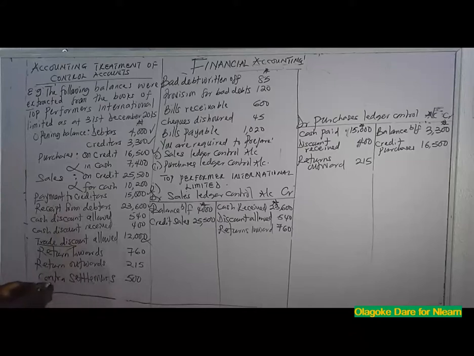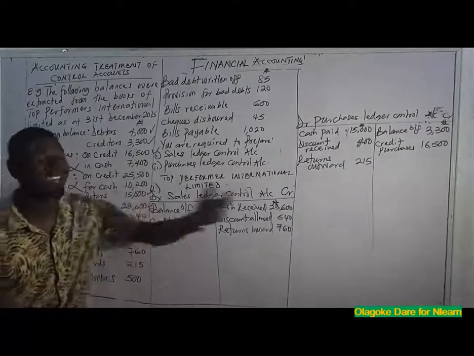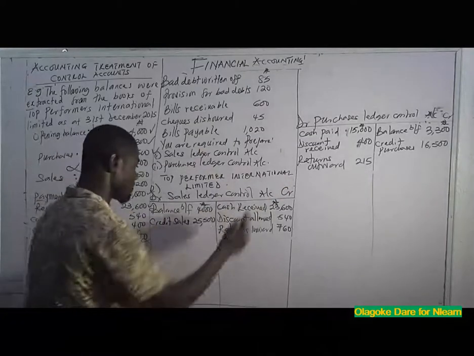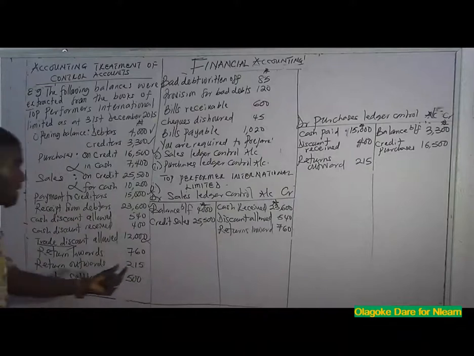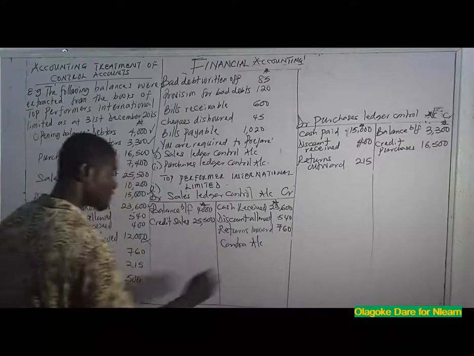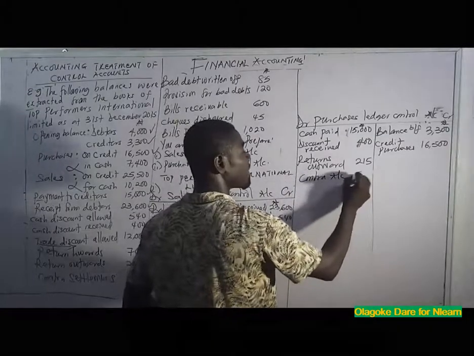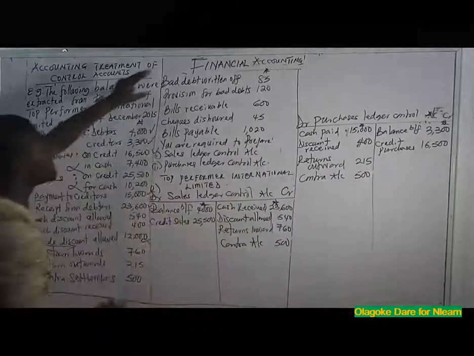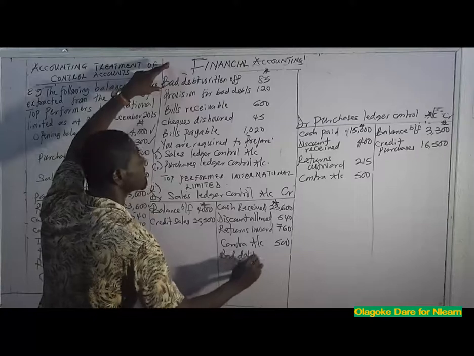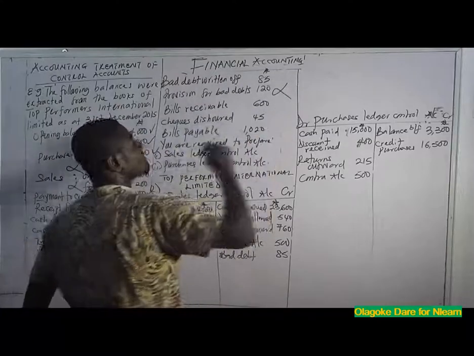The next is contra settlement. Contra settlement, just like the format I gave, will appear on both sides. It will reduce the debt of the customer and the debt of the supplier. Alright, so here we have our contra account, which is 500. It will appear on both sides. Bad debt written off will reduce the amount of customers' debt. Bad debt is 85. Provision for bad debt. We are going to disregard this.